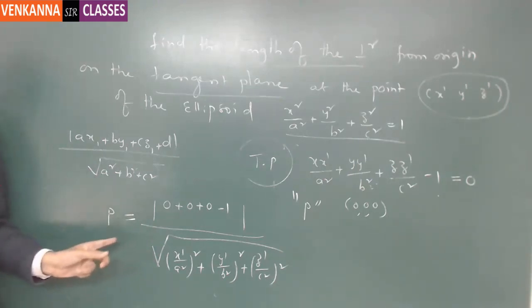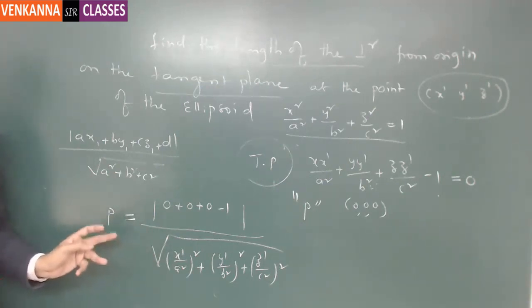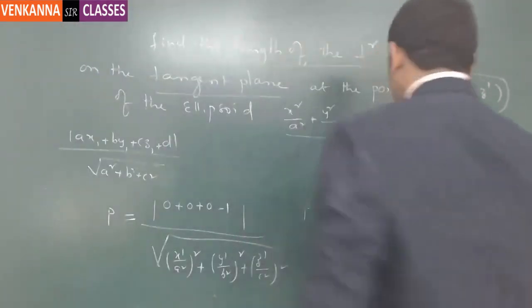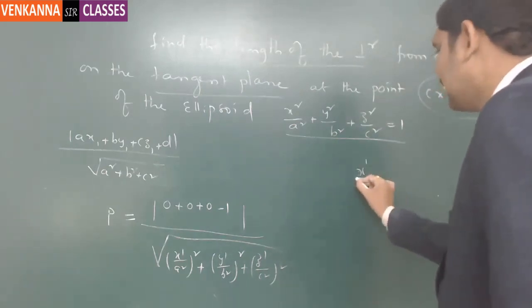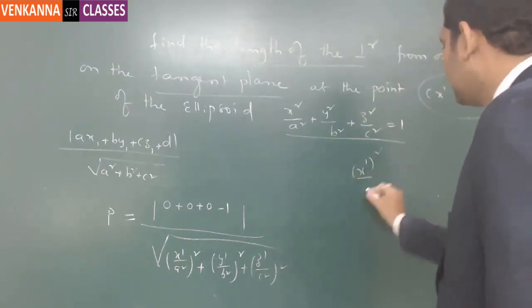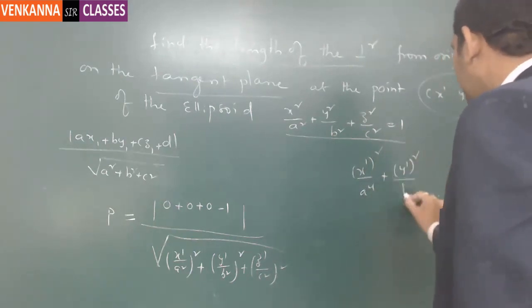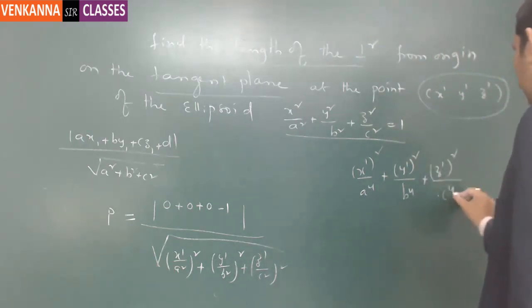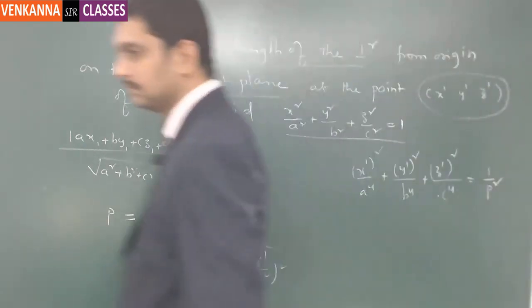Now, let us take reciprocal on both sides and do squaring on both sides. So you have the thing that x dash whole square by a power 4 plus y dash whole square by b power 4 plus z dash whole square by c power 4 is equal to 1 by p square. This is the value.